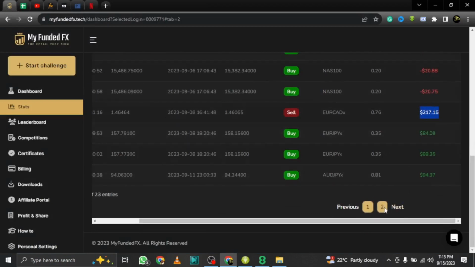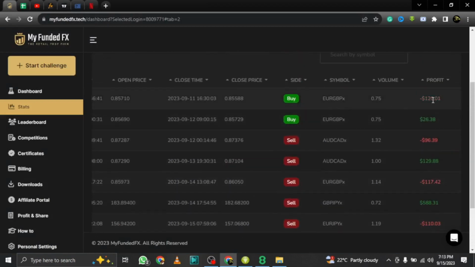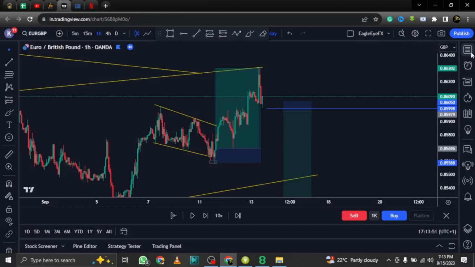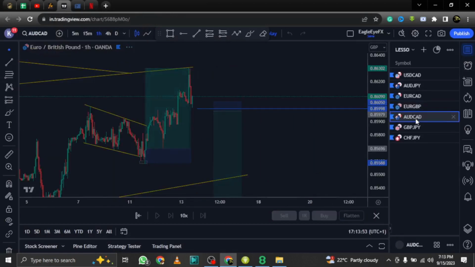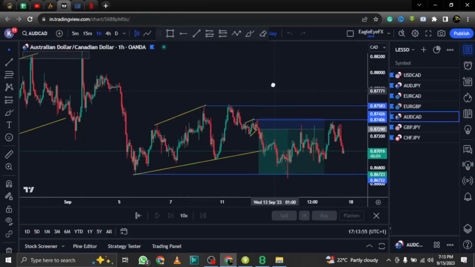If you move to the next page, you can see Euro GBP. You can see the first one, I took a loss. Then the second buy again took me out on break even on 0.26%. Well, we have to continue, right? We can't stay there forever. You have to continue. Then there was this AUD card.